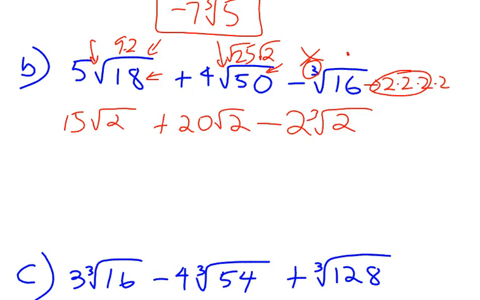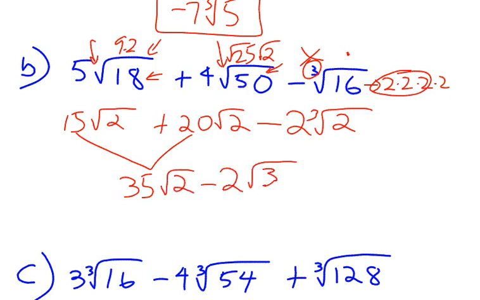Now, which radicals can I add together? Well, I can add the first and the second one together because they have the same index and the same radicand. So 15 plus 20 is 35 radical 2 minus 2 cube root of 2.